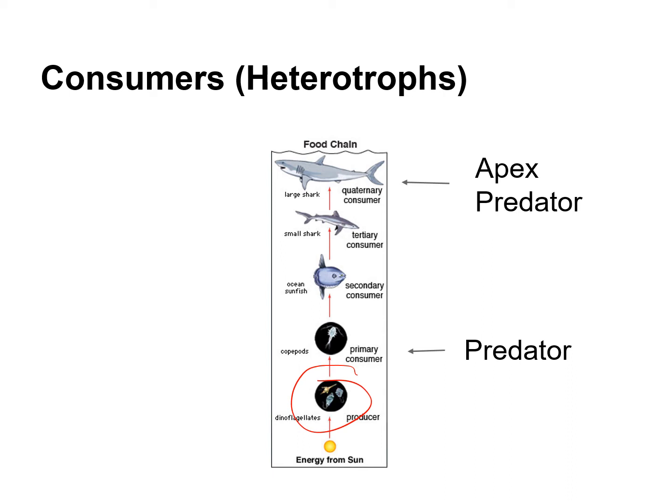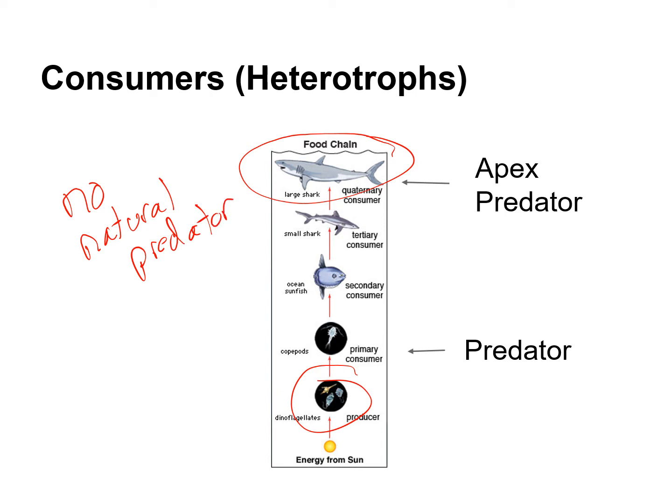The thing that's up here at the top of that food chain, the thing that nothing is going to eat, so it has no natural predators, is going to be the apex predator. There's nothing in the food web or food chain that will eat that predator that's at the top. That is your apex predator for your system.